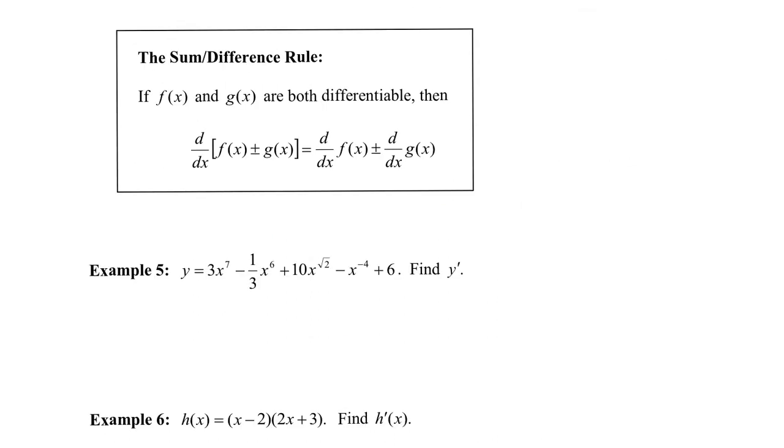The sum and difference rule is very similar. So I'll mention this and we'll automatically do it without thinking. But it basically just says that if you read it as a sum, the derivative of the sum is the sum of the derivatives. And the derivative of a difference is the difference of the derivatives. So we can basically do these individually. We don't have to combine these first and then take the derivative. We can just do them one at a time.